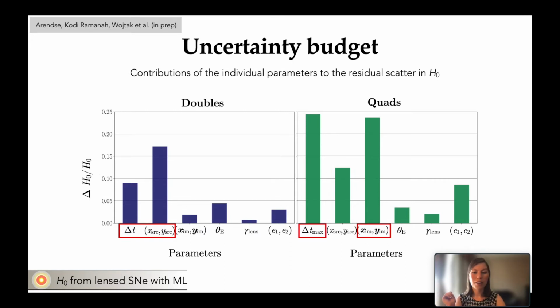For quads, the main uncertainty is the time delay and the position of the images. So here you have 4 images, which gives you better constraints on the source position, but because the images are usually quite close together and some of them are also quite faint, it can be hard to distinguish the different images from each other. So knowledge about this will be quite useful for follow-up observations to know what to target in order to improve our estimates.